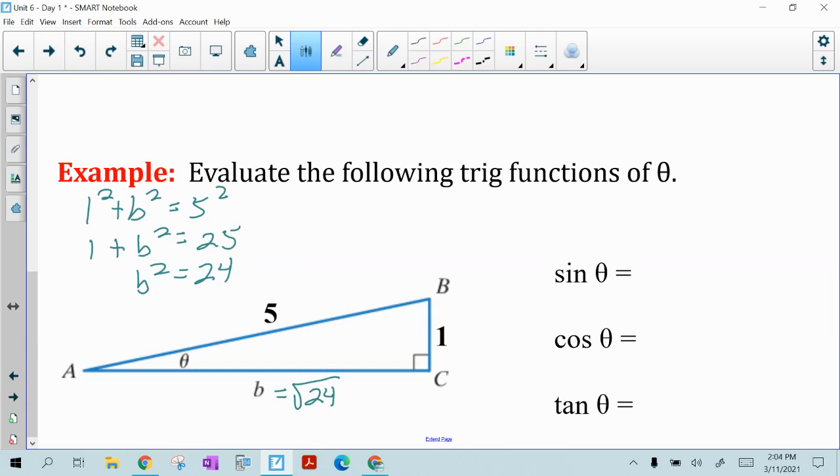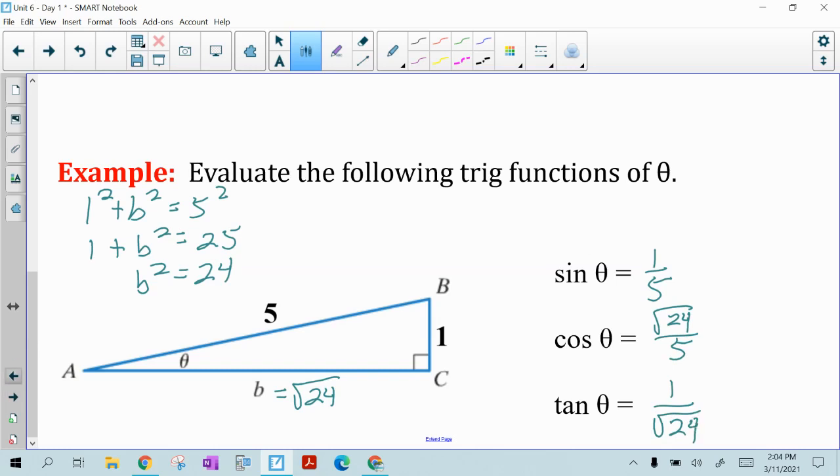Next up, I'm going to say the sine is going to be opposite over hypotenuse, so 1/5. The cosine is adjacent over hypotenuse, which is the square root of 24 over 5. And finally, we're going to say that the tangent is going to be 1 over the square root of 24. And we're all set then.